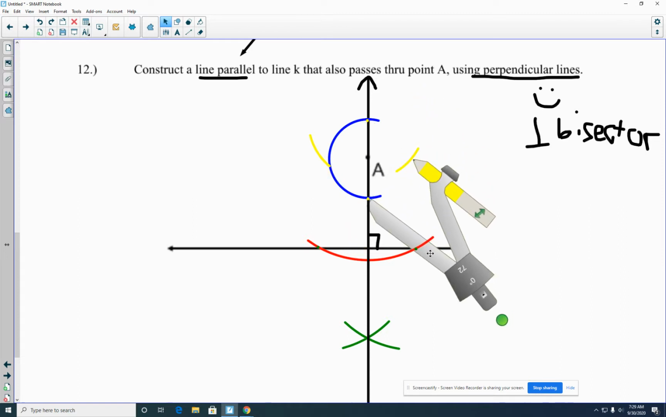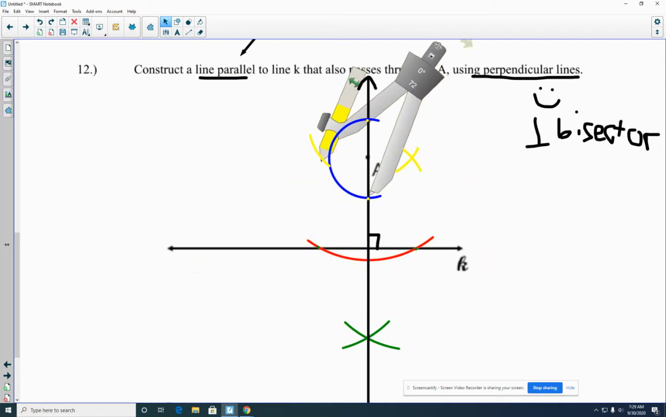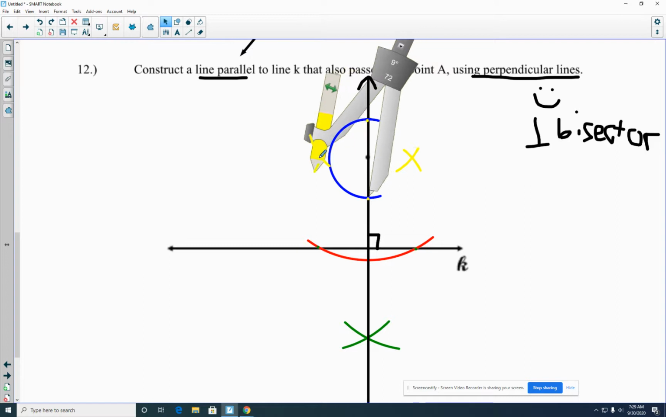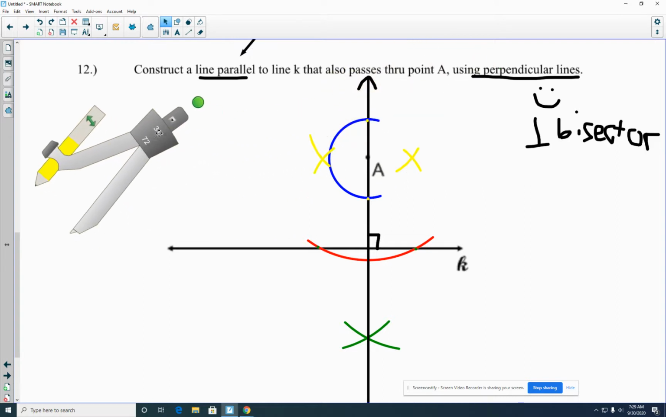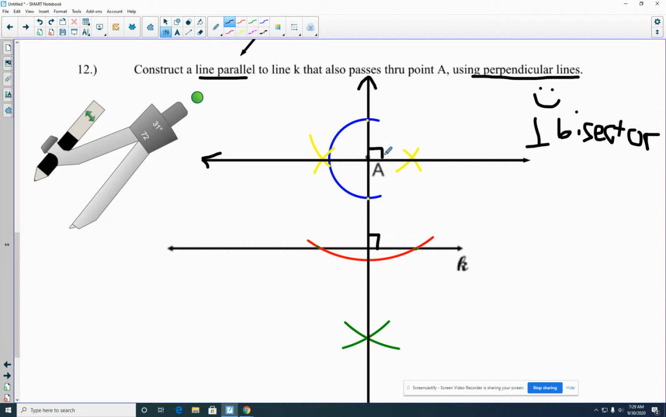Down here. Intersect. Intersect. Another line. Perfect. Put an arrow at the end. Excellent. And now they're perpendicular. So if two lines are perpendicular to the same line, these lines must be parallel. So there we have that.